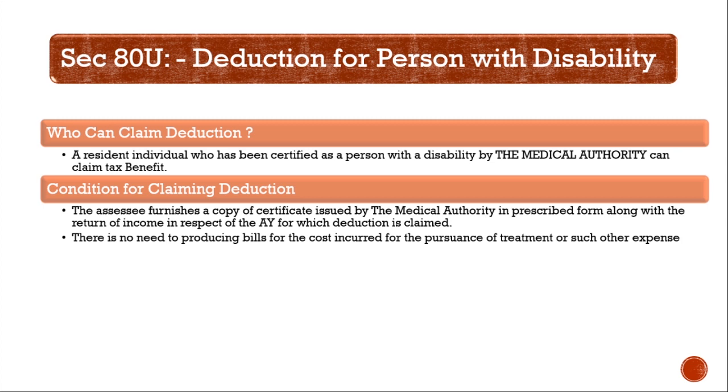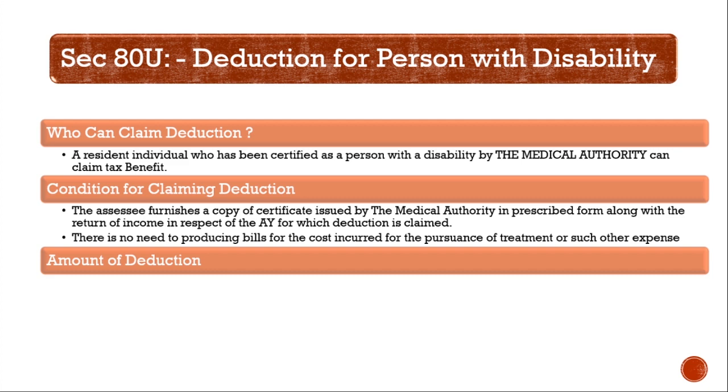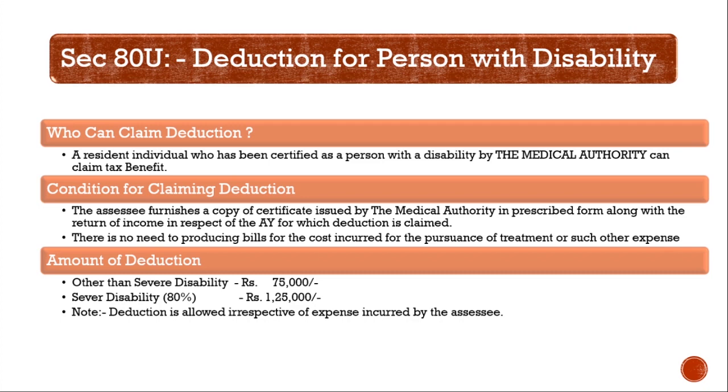Then there comes a question in your mind: if you don't have to produce any medical bills and all, how will you claim the deduction? How much amount is to be claimed? So, let us have a small discussion on it. In this particular section, there is a flat deduction given. Flat deduction of rupees 1,25,000 is given for the person who is suffering with severe disability of 80%, and rupees 75,000 flat deduction is given for the person who is suffering with other than severe disability. Let me remind you once again, you don't have to produce any bills for the expenses incurred. You can directly take the flat deduction of rupees 75,000 or 1,25,000.